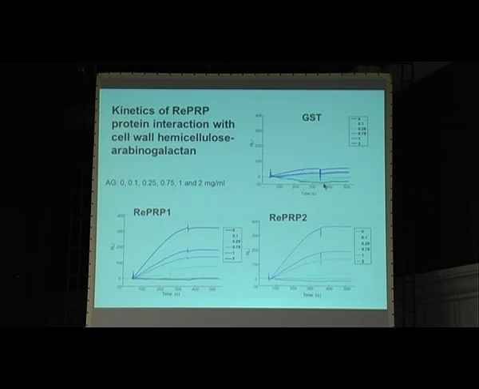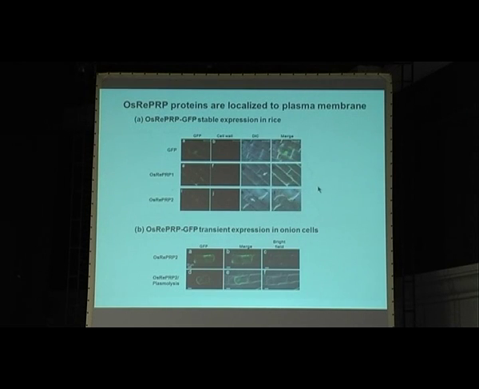So let me repeat, this is very important. The rice REPRPs are not only a unique glycoprotein, but also a lectin. It binds to a particular hemicellulose in the cell wall. So now moving on to study the cell biology of this protein. We did the localization of this protein both in stably expressed transgenic rice and transiently expressed protein in onion cells. In both cases, this protein is preferentially localized on the plasma membrane.